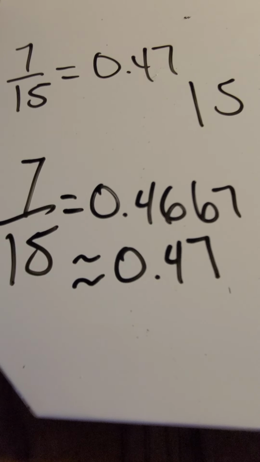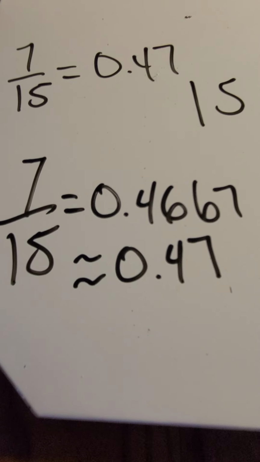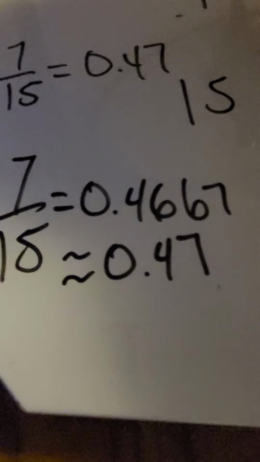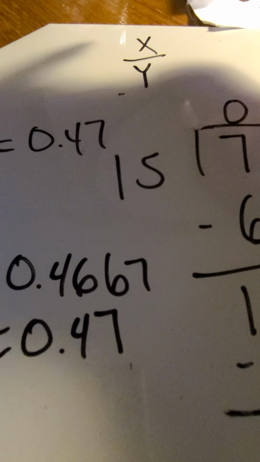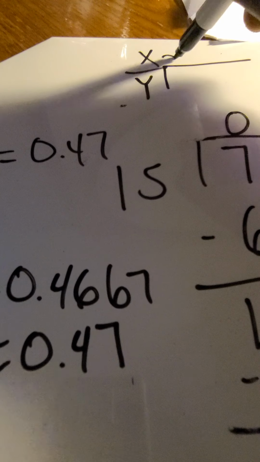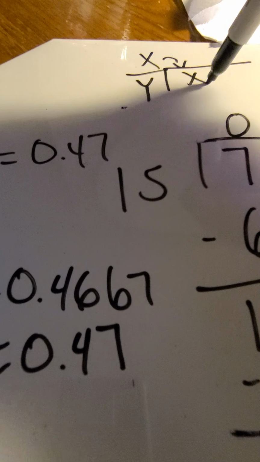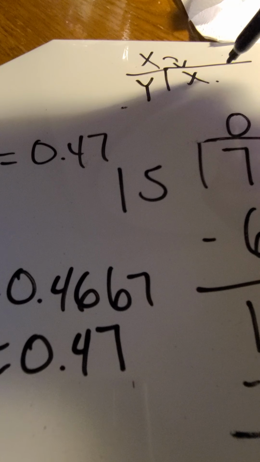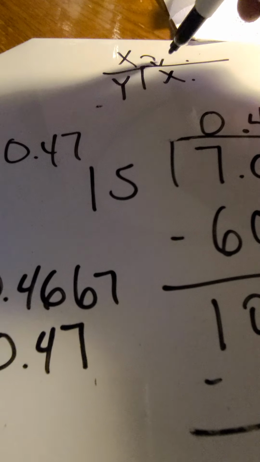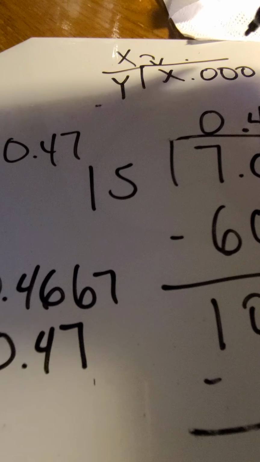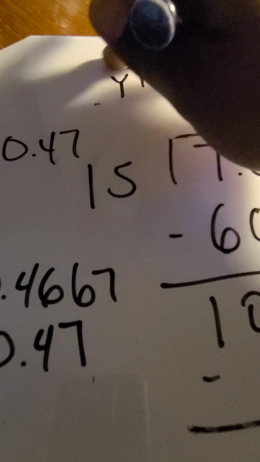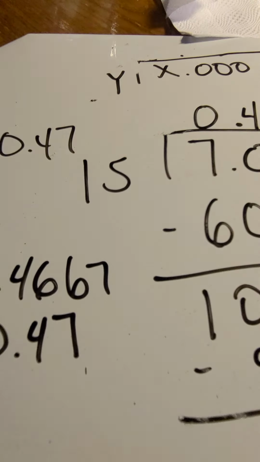So just remember, when converting fractions into decimals, we're going to take whatever the numerator is, we're going to bring this guy down here. Make sure we add our decimal point to keep our place. Add our zeros, as many as we need. And then we can go ahead and divide like regular.